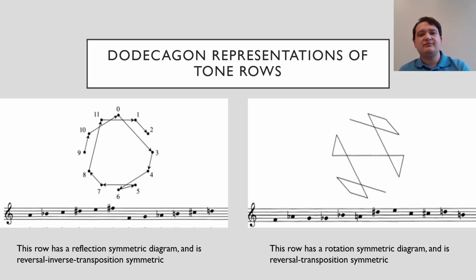It seems that if a dodecagon representation is rotationally symmetric, then the tone row associated with that diagram has a reversal symmetry. And if the dodecagon representation has a reflective symmetry across some line of symmetry, then the tone row associated with that diagram has a reverse inverse symmetry. This could also be an interesting result to try and prove, and provide another way to quickly check if a tone row is symmetric or not, and how it is symmetric.